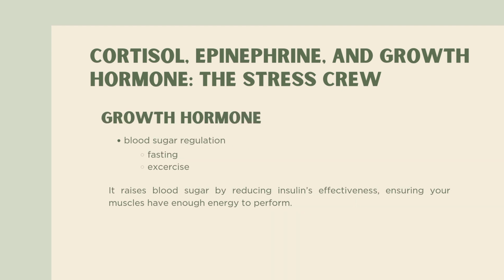Growth hormone. This one's mostly about helping you grow, but it also has an impact on blood sugar. It makes sure you have extra glucose for energy when you're fasting or working out. Growth hormone stops insulin from doing its full job and raises blood sugar, making sure your muscles have enough energy.